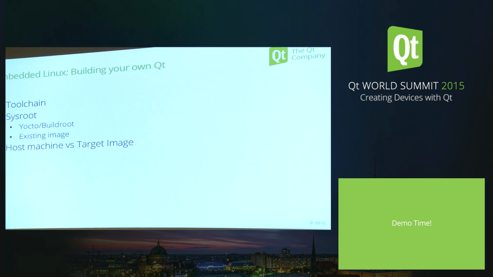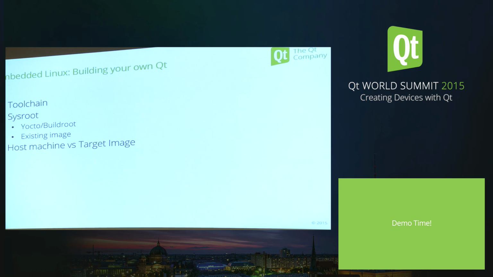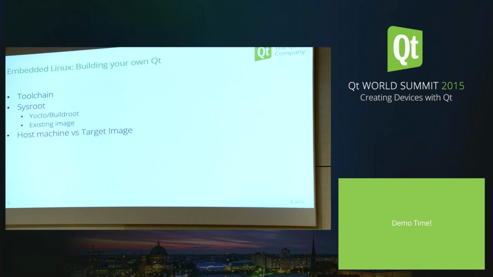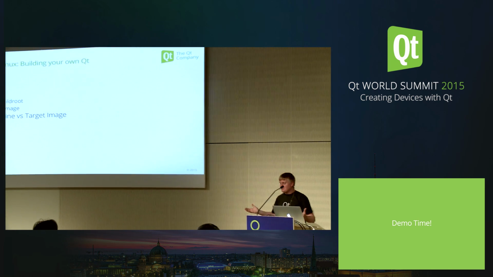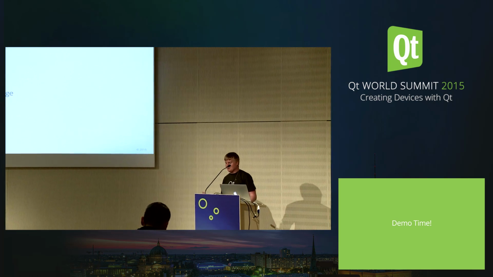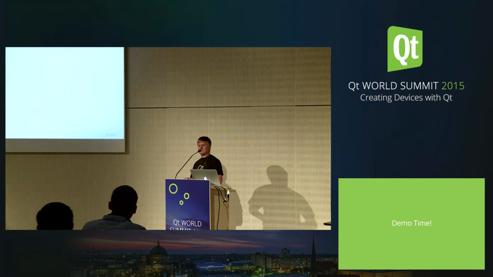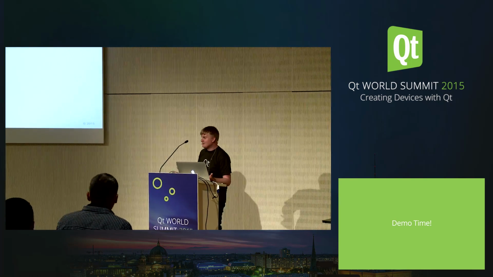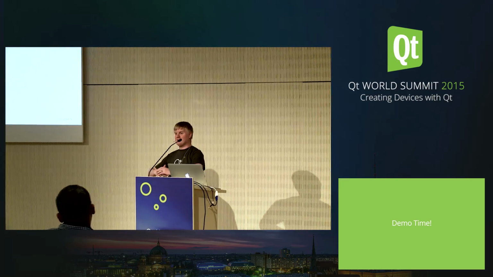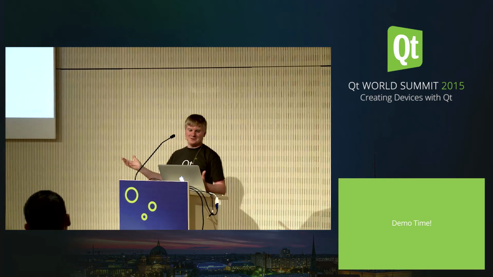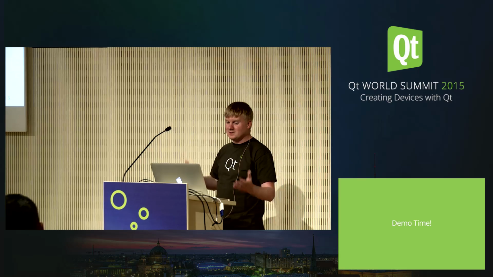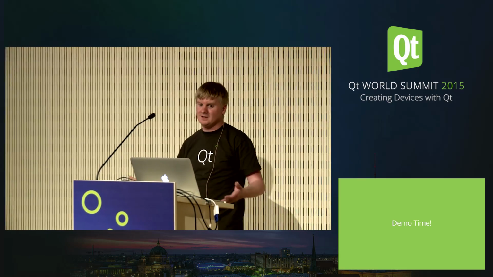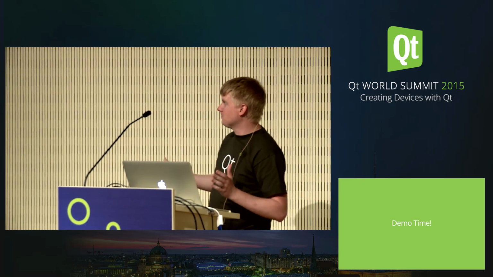So, building your own version of Qt. However you got your SDK, maybe you didn't get Qt as part of your SDK. You're not using Boot to Qt, the reference stack. You have Qt from wherever. So you still need the same things. You still need a toolchain that you can build C++ software with. You still need a sysroot from somewhere.